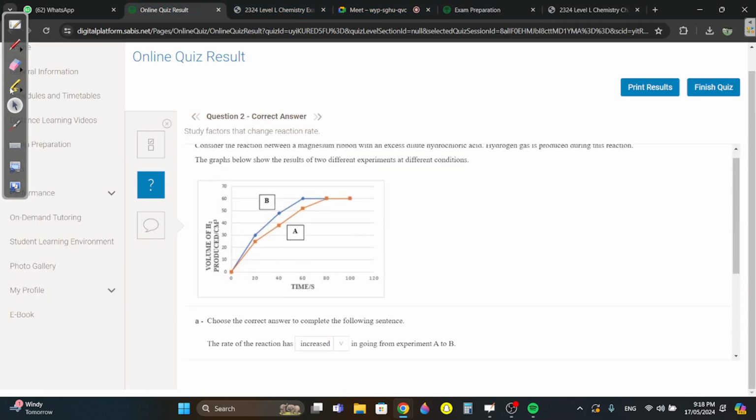The rate of the reaction from A to B increased. Obviously, A is done here. They have the same end product, but B was faster, right? You see, B increased quicker. It was steeper.